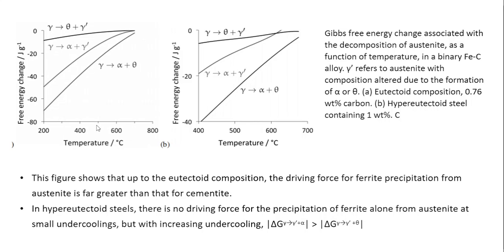So consequently, at a high temperature, close to the eutectoid temperature, you have both phases with nearly the same free energy, but that free energy change is small. But as temperature is lowered, the driving force for separation of alpha from gamma is more.